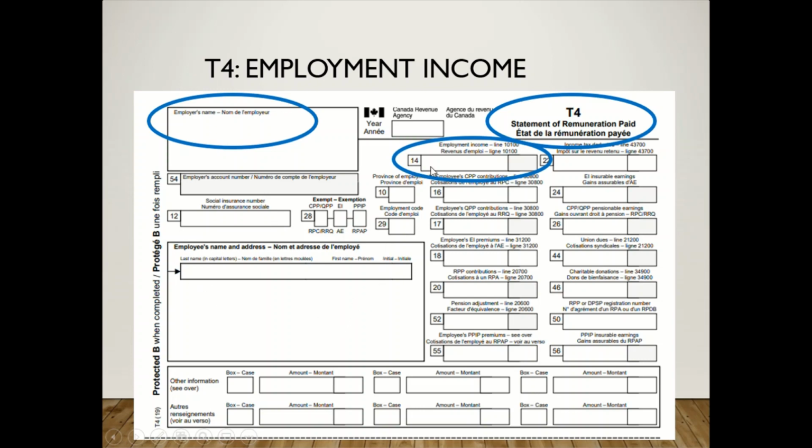Now this form has multiple boxes, and all those boxes have numbers, if you see. So there is 14, which is employment income, 16, which is employer's CPP, 17, which is employer's QPP, and so on. So when we file the taxes, we will be using the amount in the box number, and we will match the same in the U-File software. So again, this is the T4. More details will be provided when I go through the U-File software.